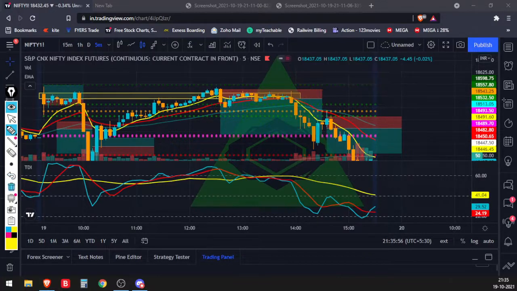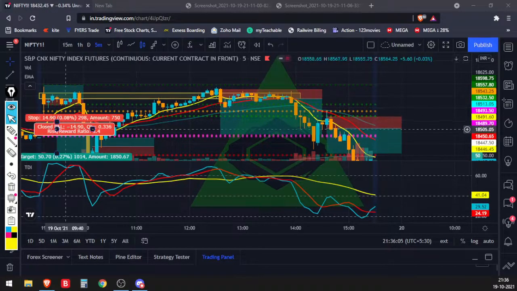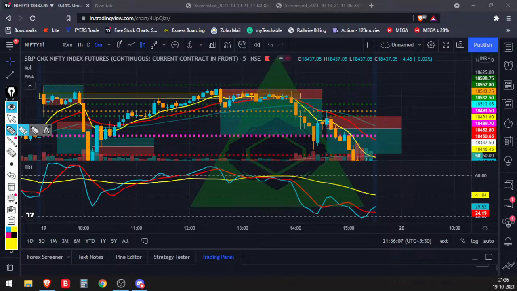I think other traders might be happy with that. Most of the trades were green except this first trade, right? Here is one more trade I haven't mentioned on the screen, but remember, this is also one more trade.